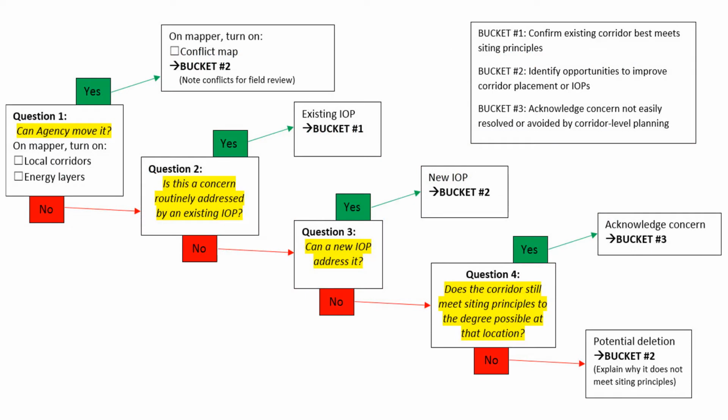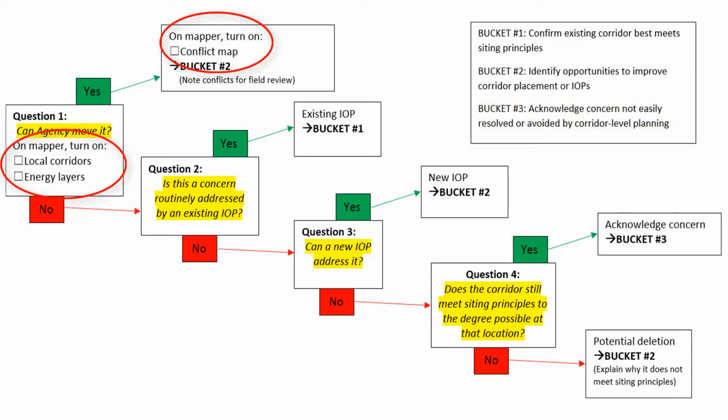This chart depicts a stepwise method to use when looking at each of these issues. For each issue, does the current corridor best meet the siting principles? We're calling this Bucket 1. Or, we can identify opportunities to improve corridor placement or IOPs, Bucket 2. Or, we acknowledge that the concern is not easily resolved or avoided by corridor level planning, Bucket 3.